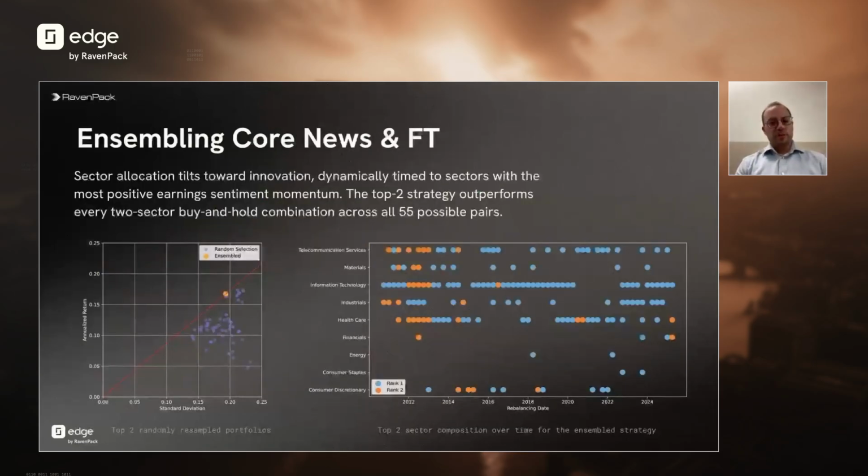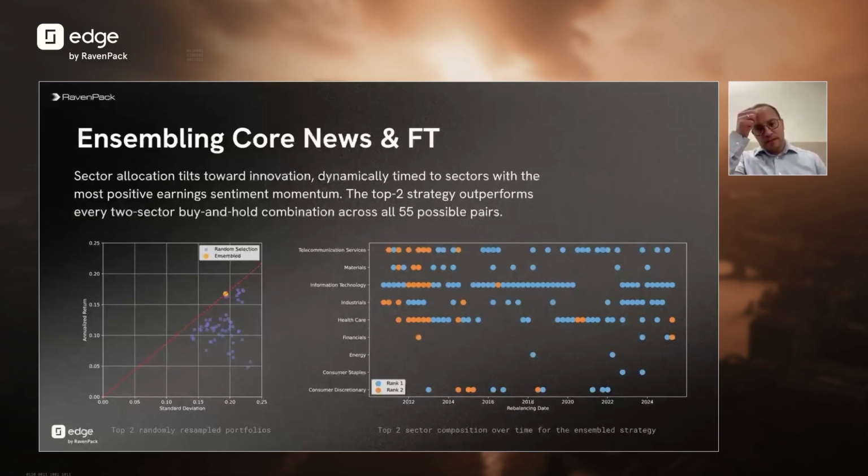If we look at it more from a robustness perspective, I think there are also some very interesting insights. If we look at this top 2 sector selection, we can actually see that we are adding value to the strategy by the dynamic selection that you get from the sentiment scores. In fact, if you compare this top 2 sector selection, we see that this selection outperforms every 2 sector buy and hold combination that you can create across all of the 55 possible pairs. So that's of course happening because we are able to be more dynamic.